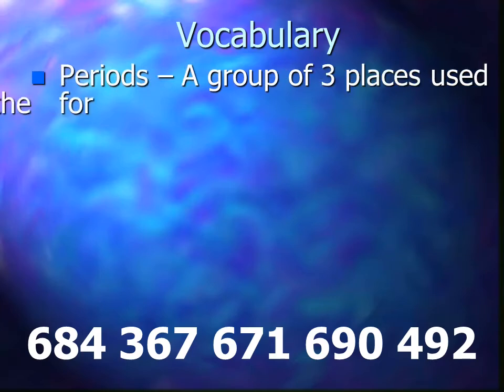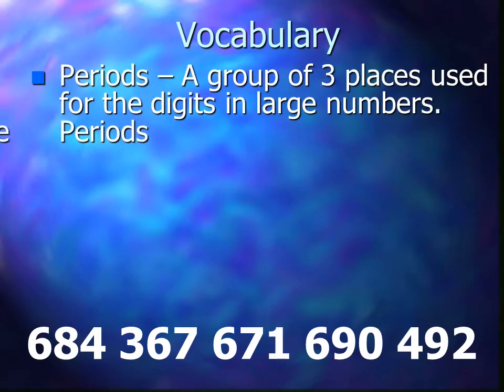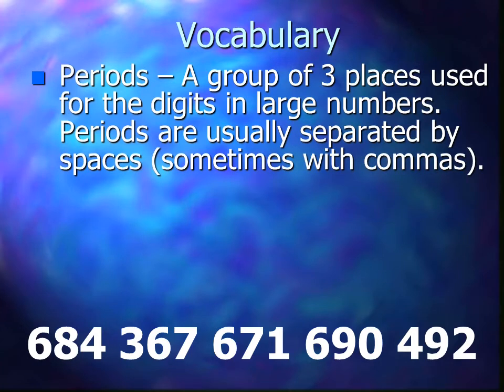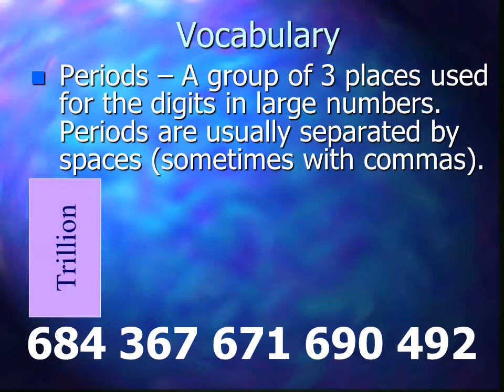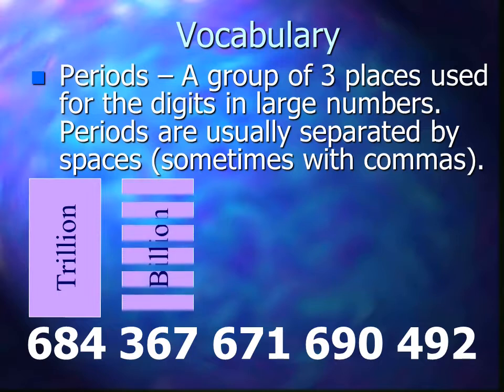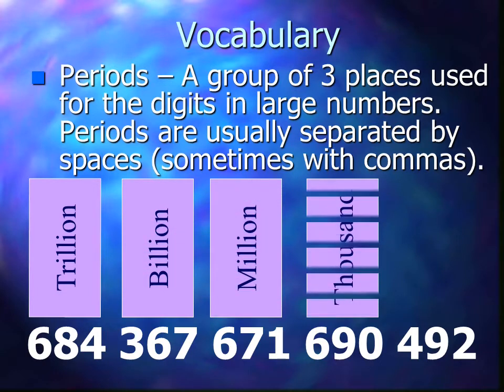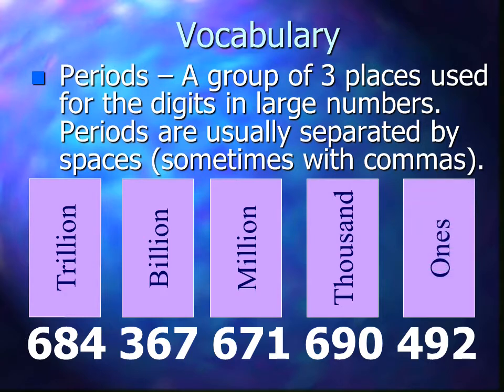Periods. This is a group of 3 places used for the digits in large numbers. Periods are usually separated by spaces, sometimes with commas, as you will see below. We have the trillions period, the billions period, millions period, the thousands period, and finally the ones period, sometimes known as units.